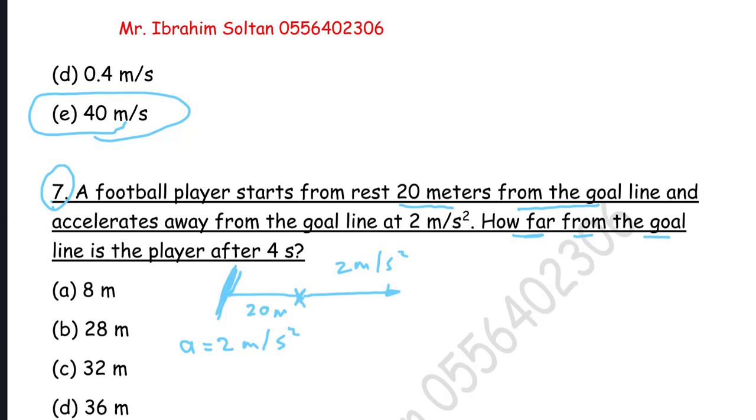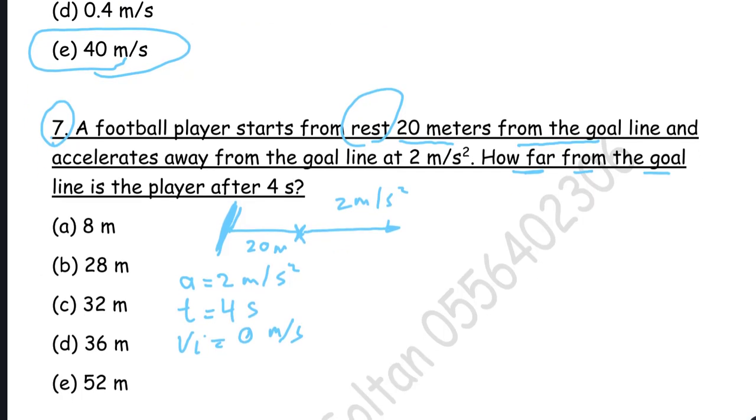So he gives you the time, T equals 4 seconds, and don't forget he starts from rest, so V initial equals 0 meters per second. Which equation will be good to solve it? Let's see it together. Do you remember this one? D equals V initial t plus half a t squared.